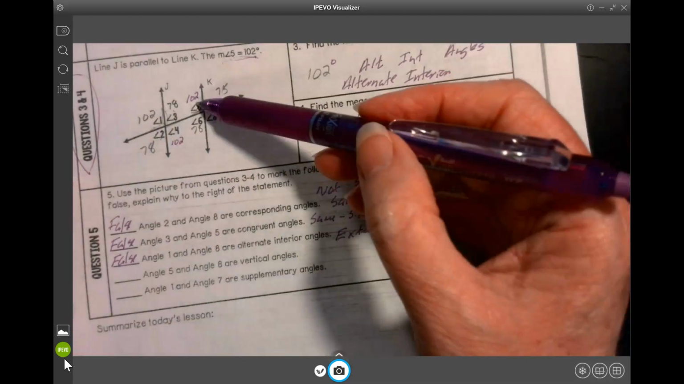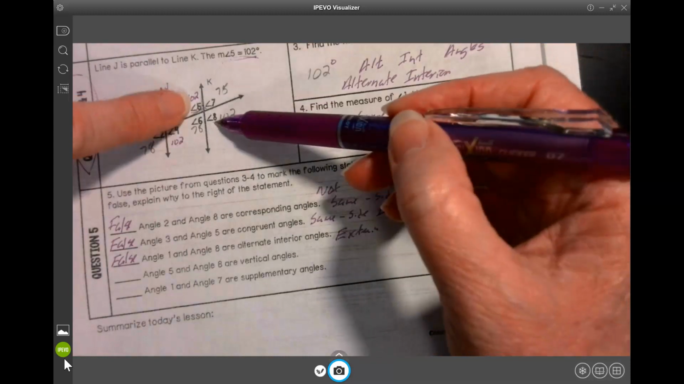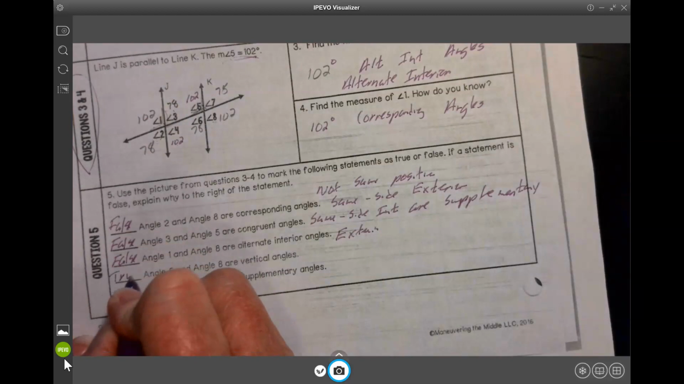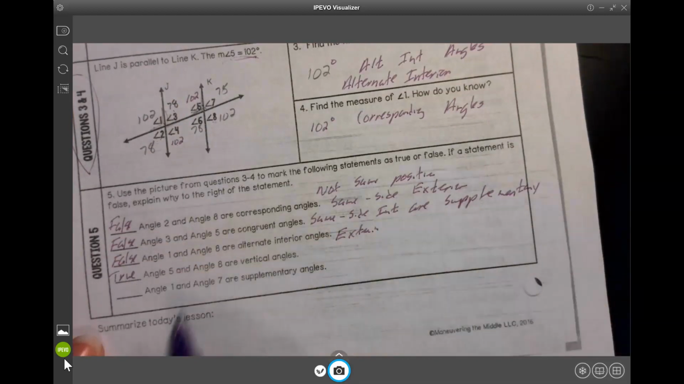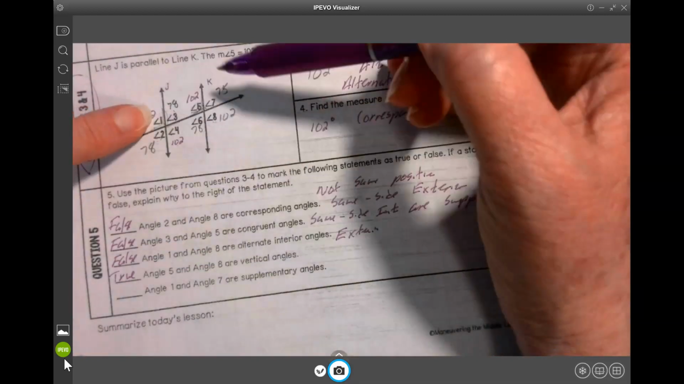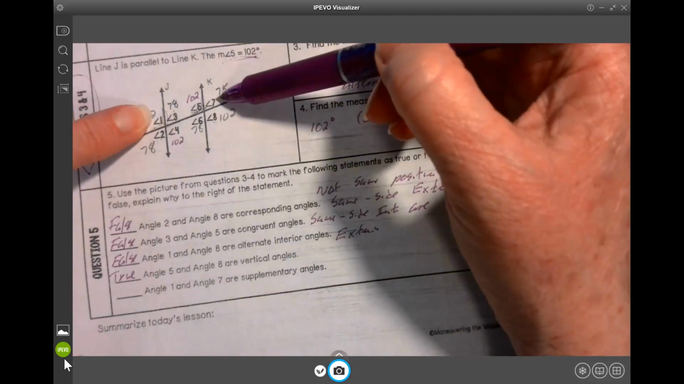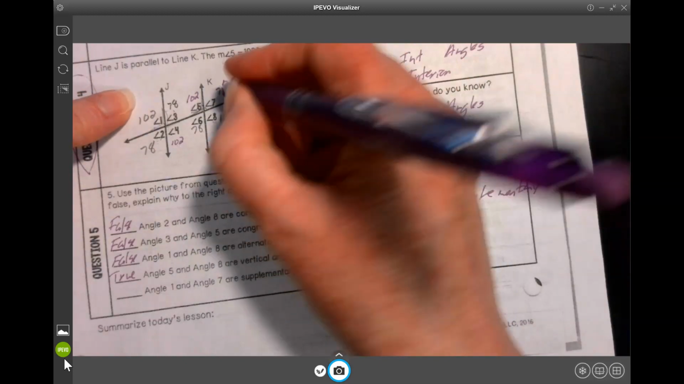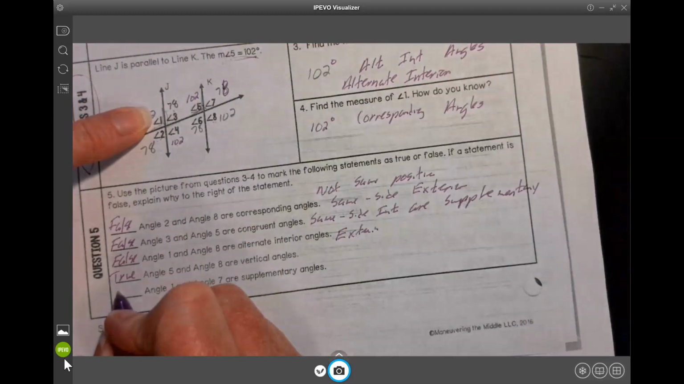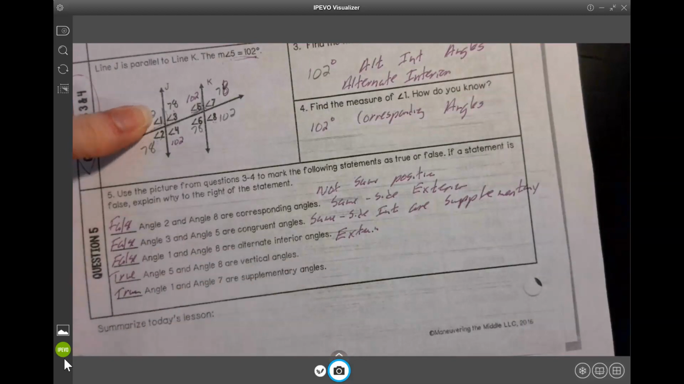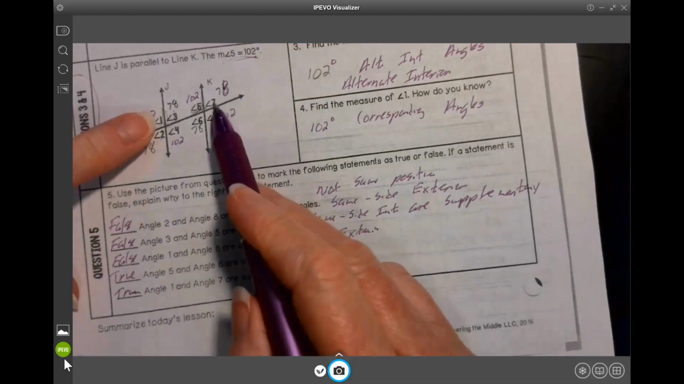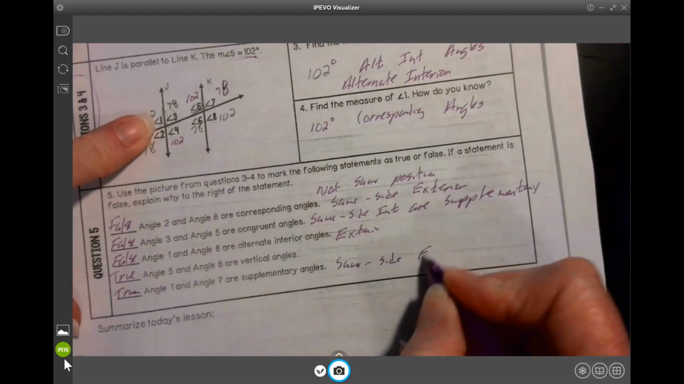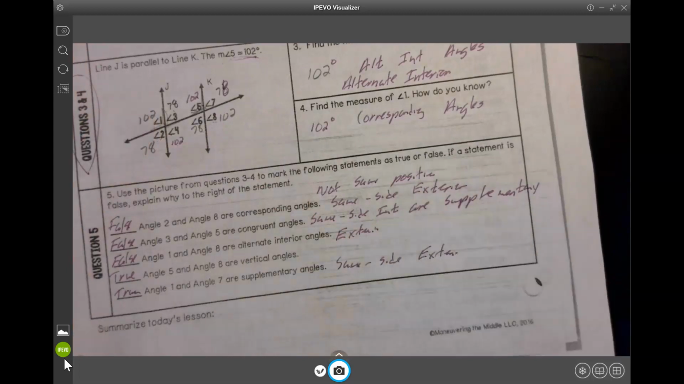Angle 5 and angle 8 are vertical angles. Woohoo! We finally got a true. So those are vertical angles. Yay! Angle 1 and angle 7 are supplementary angles. Oh, that's supposed to say 78, not 75. Those are supplementary angles. This one is true. And why is that one true? Because those are same side exterior. Those are same side exterior angles. Okay? Good.